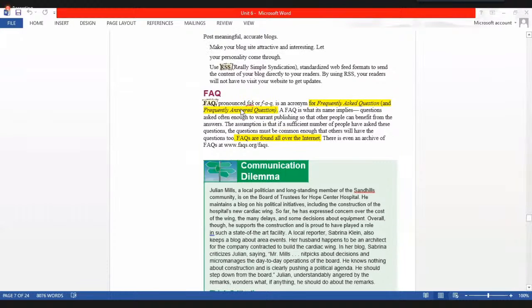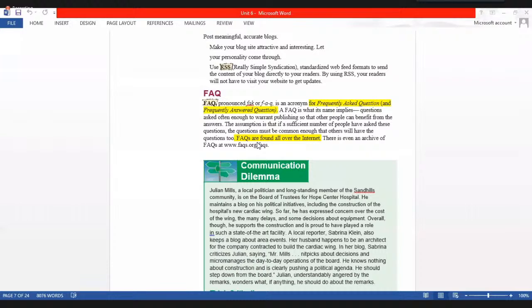Now here, FAQ, frequently asked questions or frequently answered questions. FAQ is an acronym. So F means frequently, A means asked, Q means questions, or frequently answered questions. Facts are found all over the internet, isn't it? That is frequently asked questions. When you search certain material, you find this FAQ. Their list is given there.